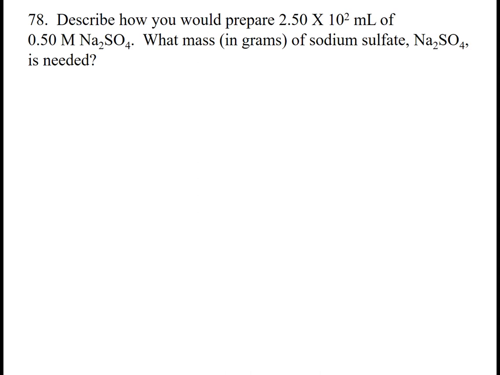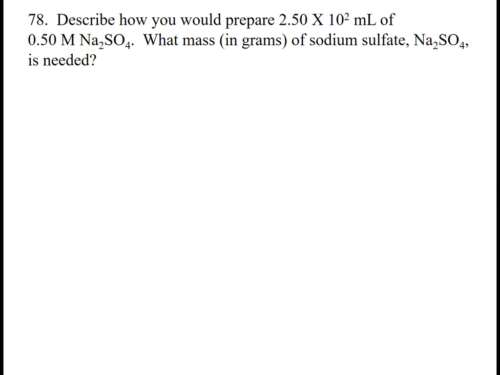This is the section about molarity, and this is the last example problem there is. It wants to describe how to prepare 2.5 times 10 to the second milliliters of a 0.5 molar sodium sulfate, and it wants to know what mass in grams of sodium sulfate is needed. So when you see something that says describe how you prepare, you're looking for typically both a mass and then what do you do with that mass.